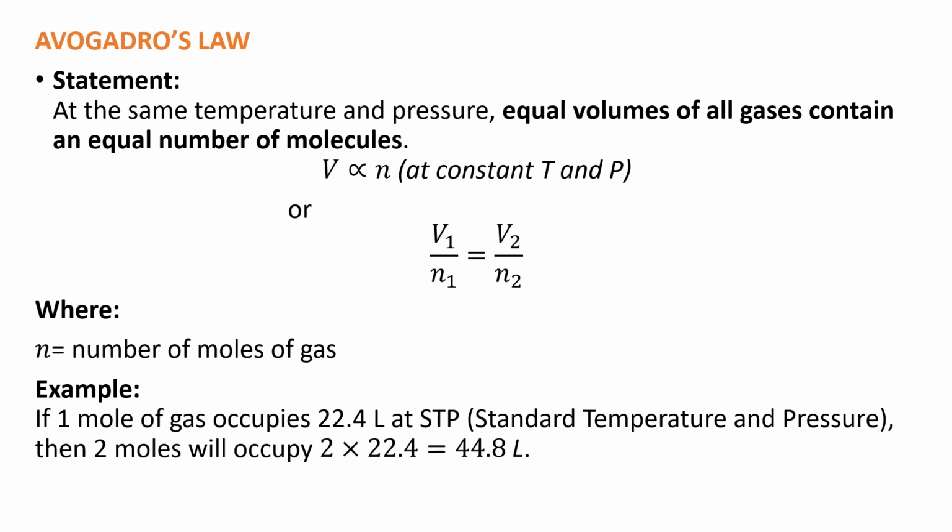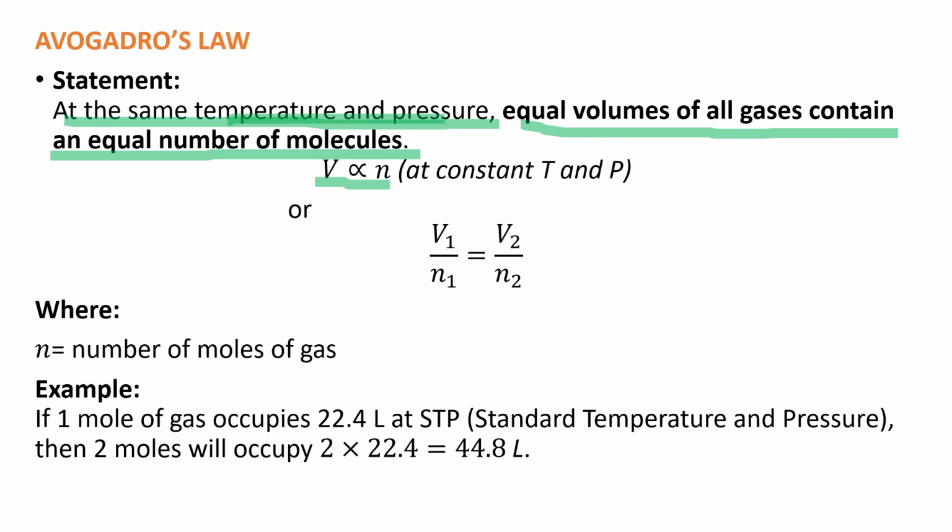Next is Avogadro's law. So the statement is, at the same temperature and pressure, equal volumes of all gases contain an equal number of molecules. So when the pressure and temperature are constant, V is proportional to N, that is at constant T and P. So V1 upon N1 equals V2 upon N2, where N is the number of moles of gas.